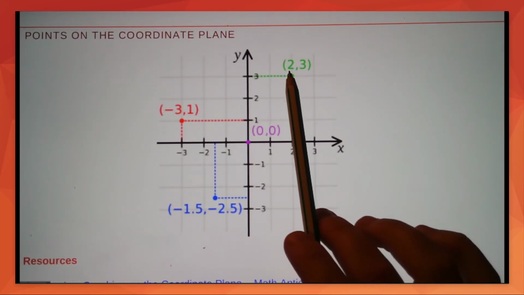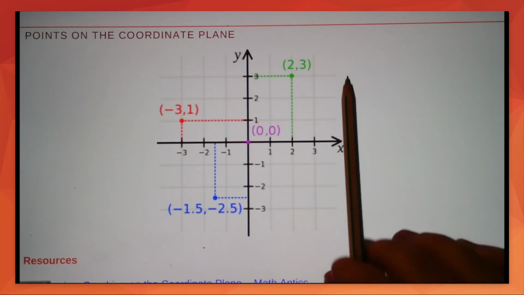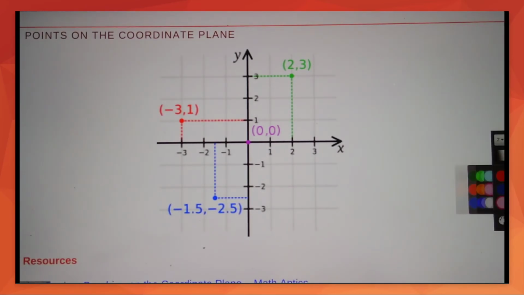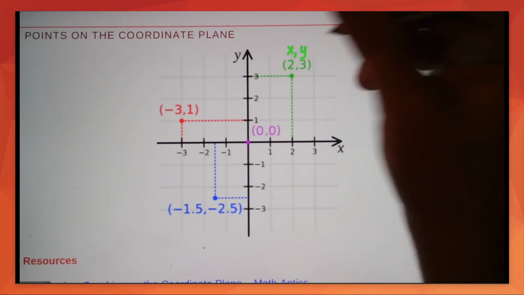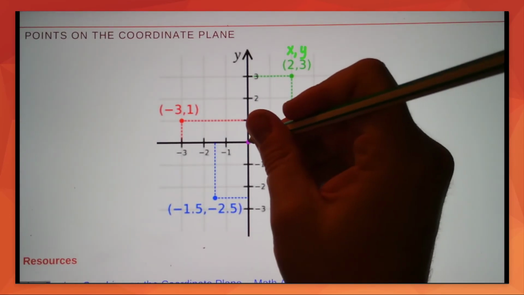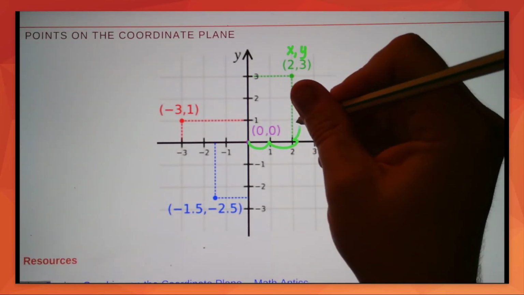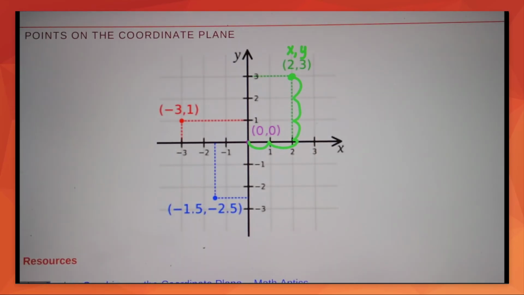You have this other point which is in green, which is 2 comma 3. That means the x value is 2 and the y value is 3. So I'm going to go 1, 2 and then 1, 2, 3, and that's my point.